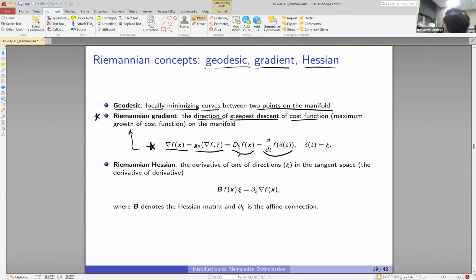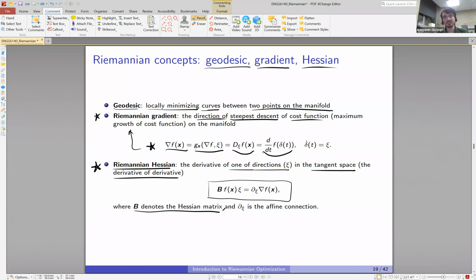Okay, Riemannian Hessian is again an extension of Euclidean Hessian to Riemannian geometry. It's a derivative along one of the directions zeta in the tangent space. It can be seen as a derivative of derivative, so it's a second order derivative. You can see it as this: B f of x zeta equals partial gradient of f of x in the direction zeta. B denotes the Hessian matrix.